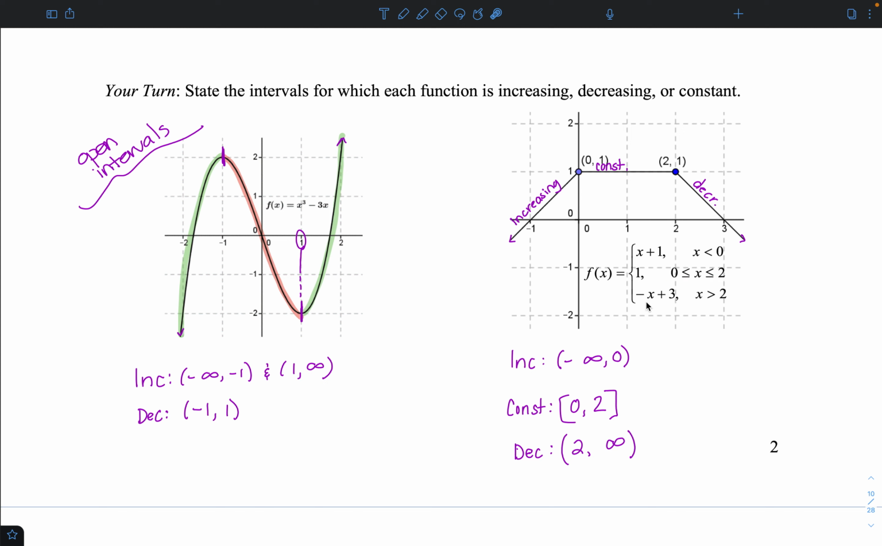And then finally, negative x plus 3 is this one that corresponds to that line. And it says, hey, we're not including 2. So that's why that has a parenthesis. And again, infinity always has parentheses.